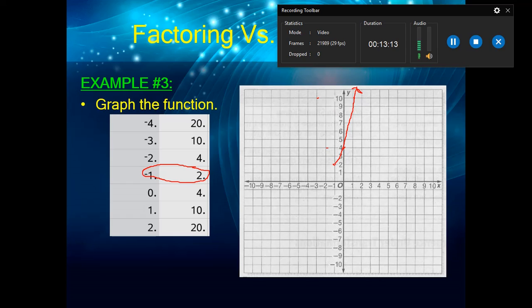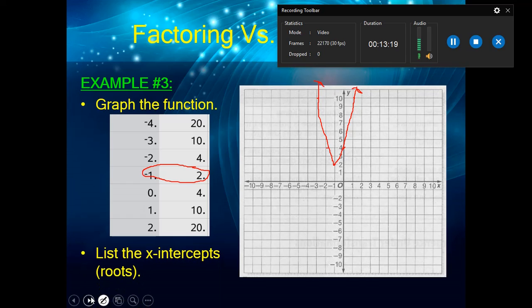And we'll put arrows on. We will label. Now when they ask you to list the x-intercepts or the roots, and I can clearly see that there are none, you have to say that there are none, or you have to say no solution. Otherwise, they'll think that you did forget about that part, when clearly there just wasn't an answer.